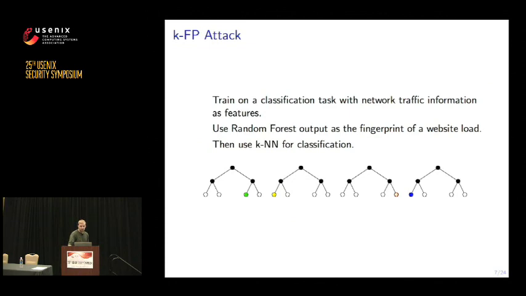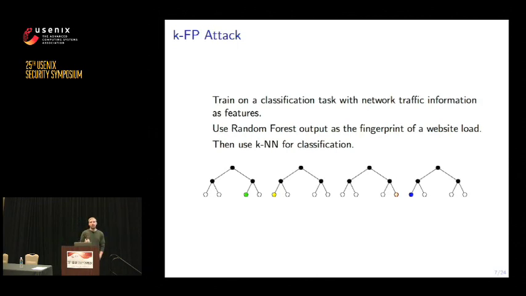Okay, so how does this attack work? Given a website, we load it and we record the network traffic that was generated by that load. So we record the times that packets were sent and received. And then we just convert it into this feature set, like total number of packets that were generated, things like that. And then we pass it into a random forest.